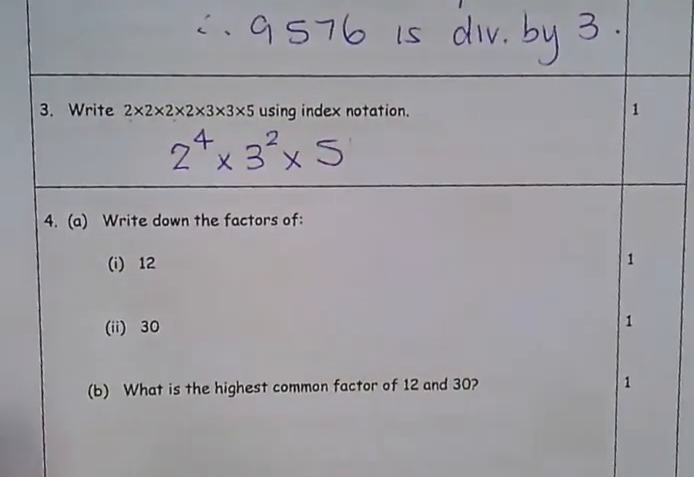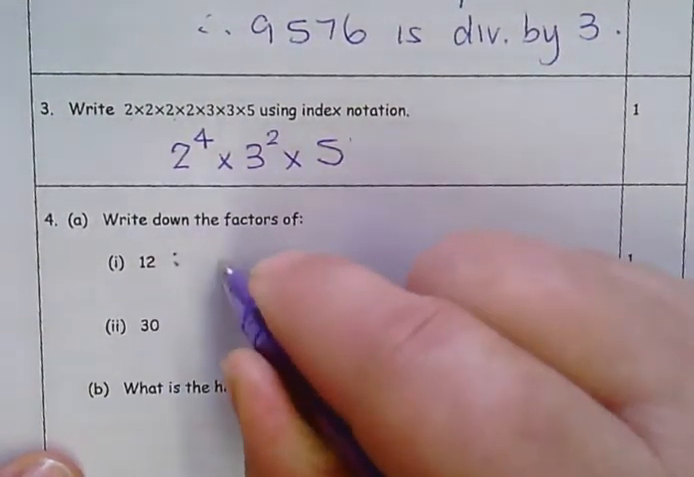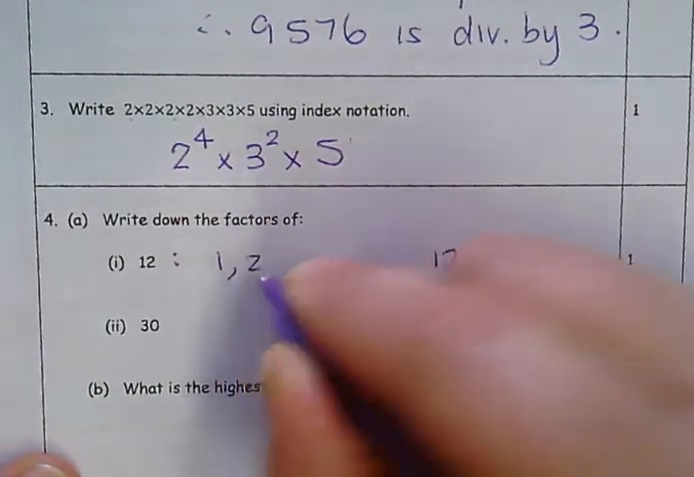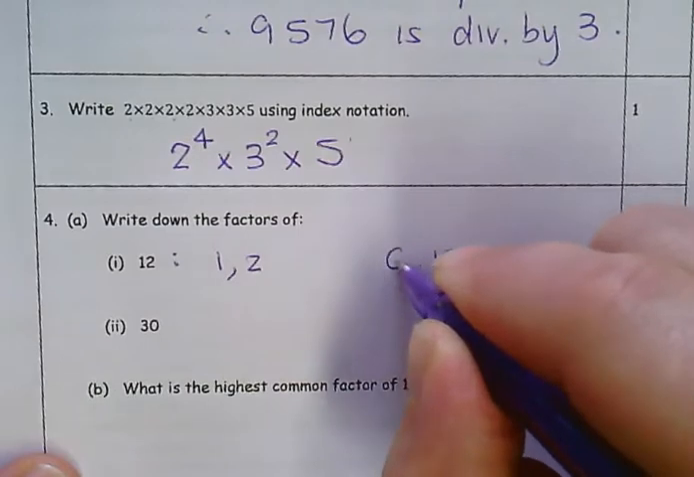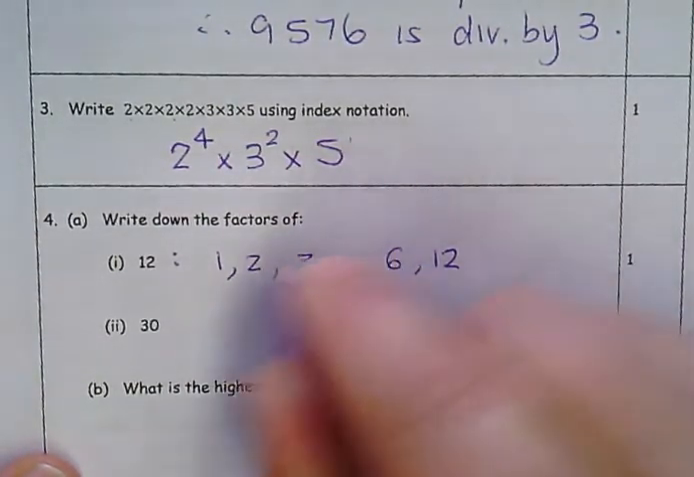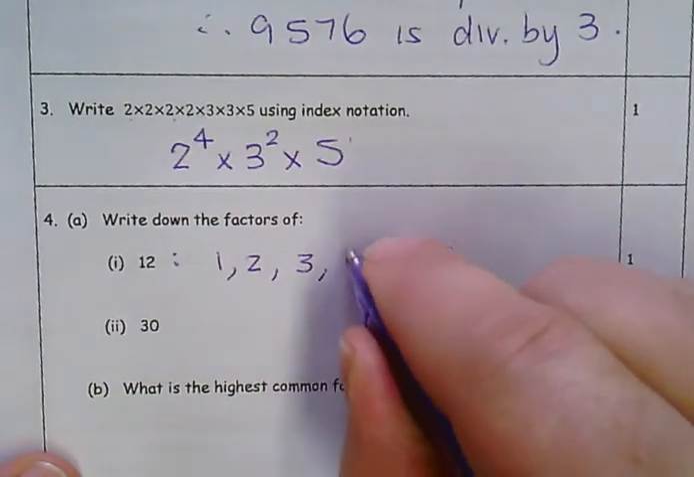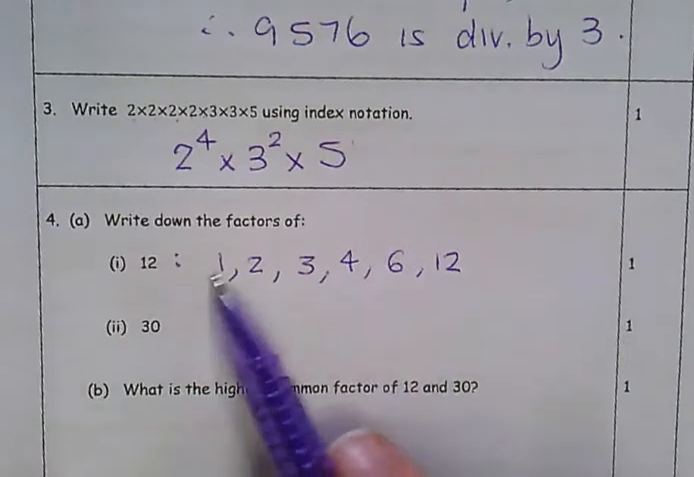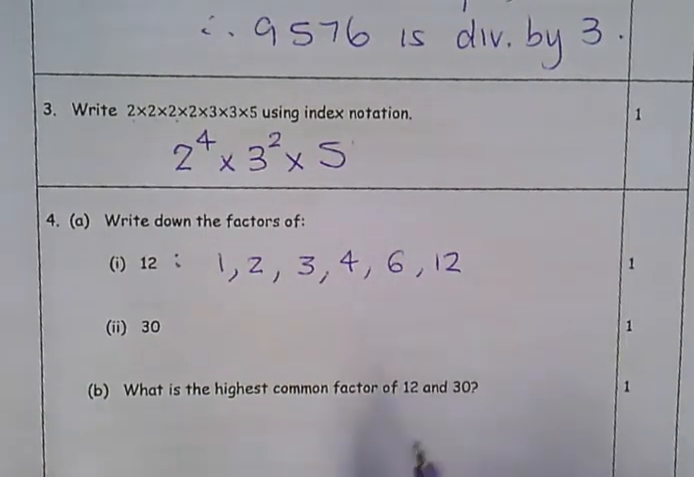Next question, write down the factors of 12. Now the factors of 12 are 1 and 12 are a pair. 2 goes into 12 and its pair is 6, so 2 times 6 is 12. 3 is a factor of 12 and 3 times 4 is 12. So really if you're doing factors it's good to put the pairs with each other.